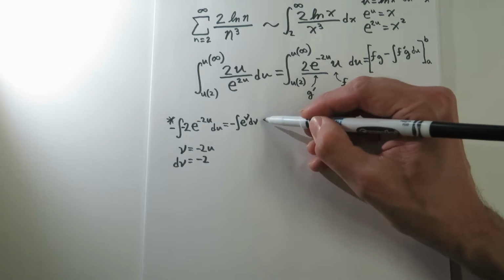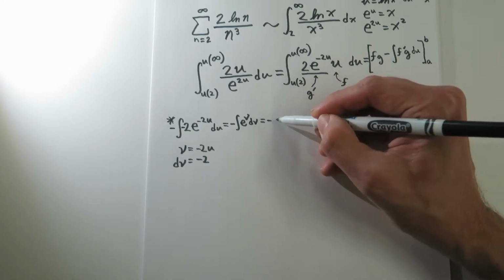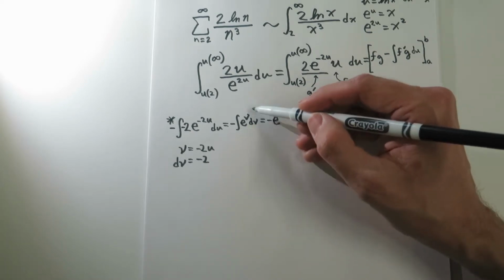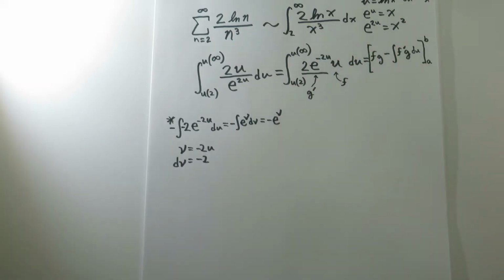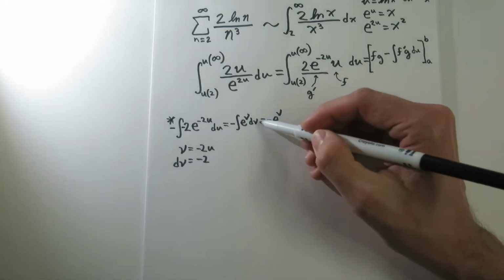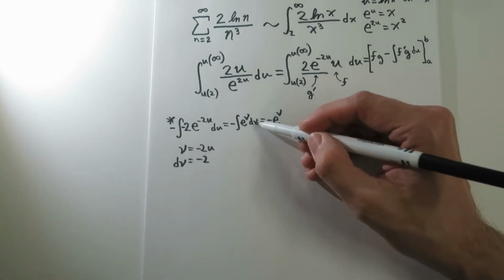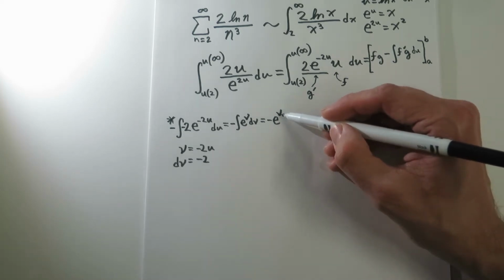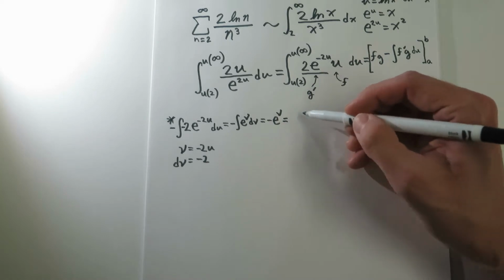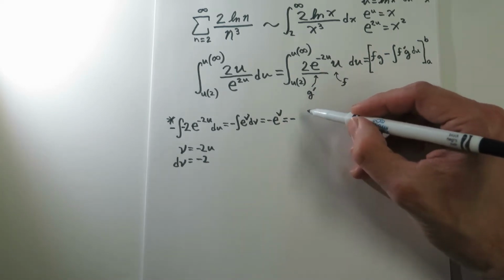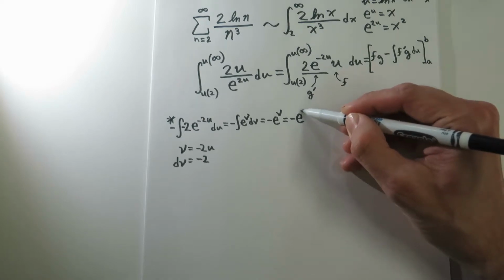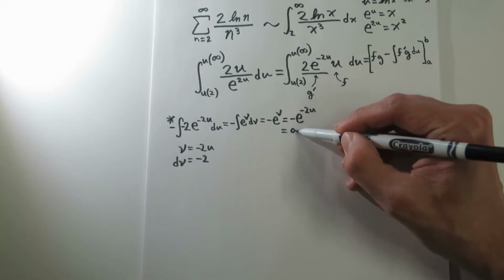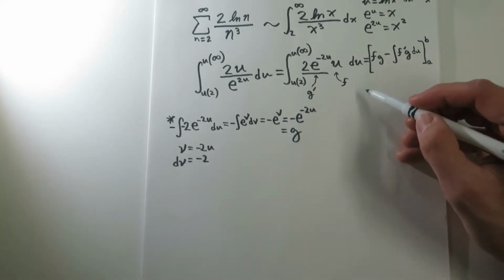and we know how to integrate that. That's very easy. That's just going to be negative e to the v, because anytime you have the integral of e to the v or e to the x, it's just going to equal e to the v or e to the x, or whatever it's raised to that you have the dv or whatever of. And we just substitute back for v, and this is going to give us negative e to the negative 2u. And we said that this is going to be our g value here.